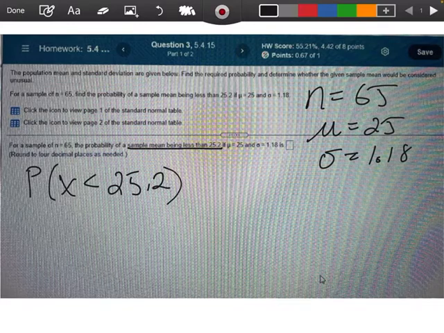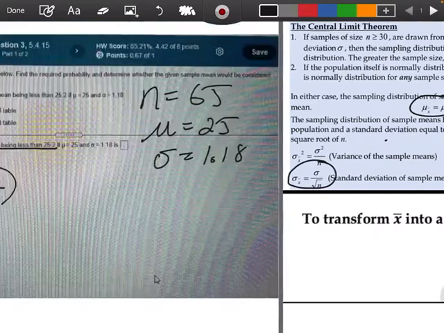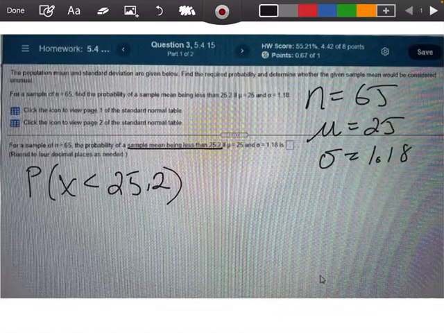25.2. Okay, so what I'm going to do here is use the central limit theorem. The central limit theorem refers to when we're taking samples of a particular size and we find those averages. When we're doing that, in our sampling distribution the sample means have a mean equal to the population mean. So my mu x is the same thing as my population mean, which is mu. What is different, though, is the standard deviation of my sample means. So this part we're going to have to figure out.